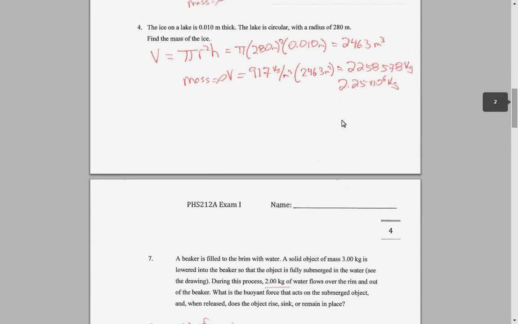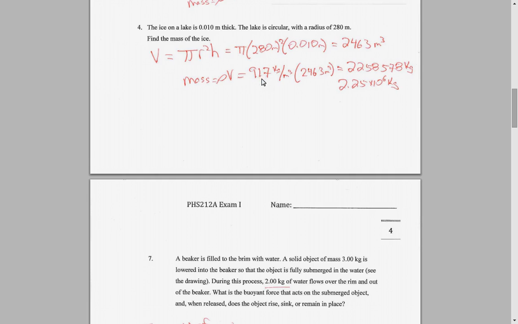Nice and easy. All right, the ice on a lake is 0.101 meters thick. The lake is circular with a radius of 280 meters. Find the mass of the ice. So we're able to find the volume of the ice. Volume equals pi r squared h. So pi times the radius squared times the height gives us a volume of 2,463 cubic meters.